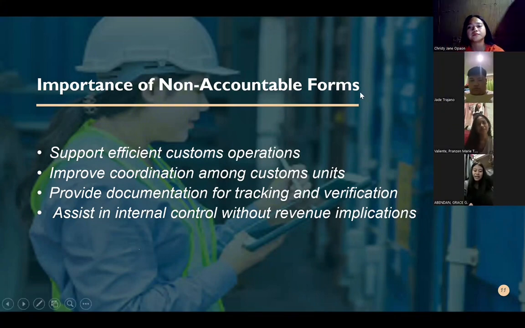Third is provide documentation for tracking and verification. It's used to track and check records easily. Lastly is assess internal control without revenue implication. It helps monitor the work even without money involved.